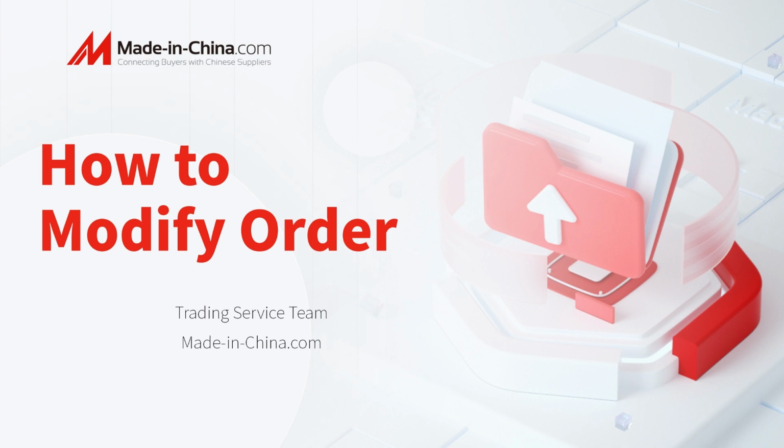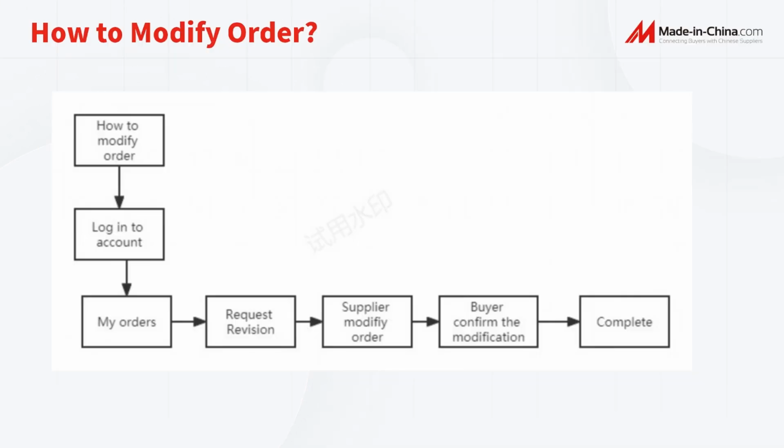In this video, we are going to be covering how to modify an order. When modifying an order, there are several steps. You log into your Made-in-China.com account. Go to Transactions, My Orders. Click Request Revision to modify the order. The supplier modifies the order. The buyer confirms the modification. Complete. Then we will explain one by one.